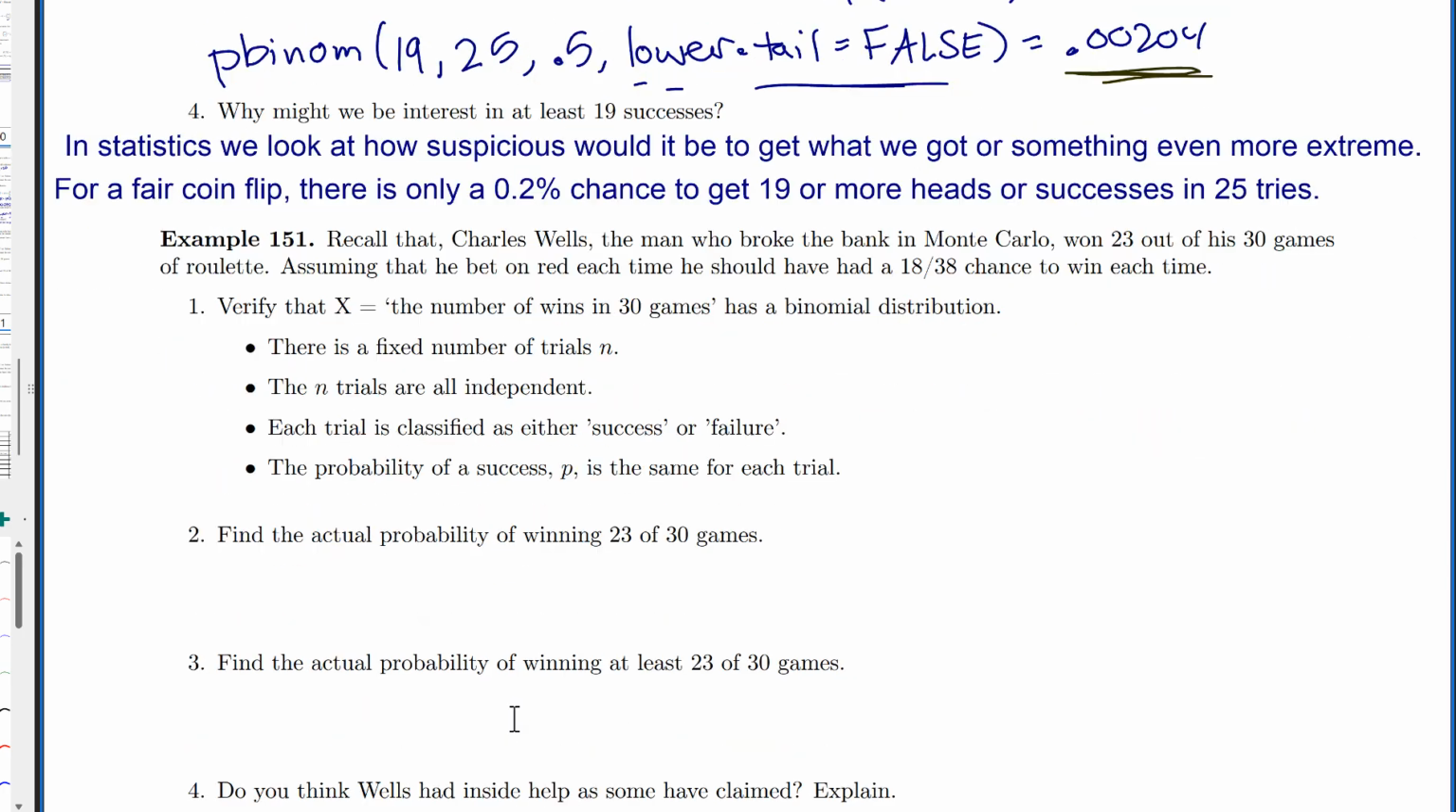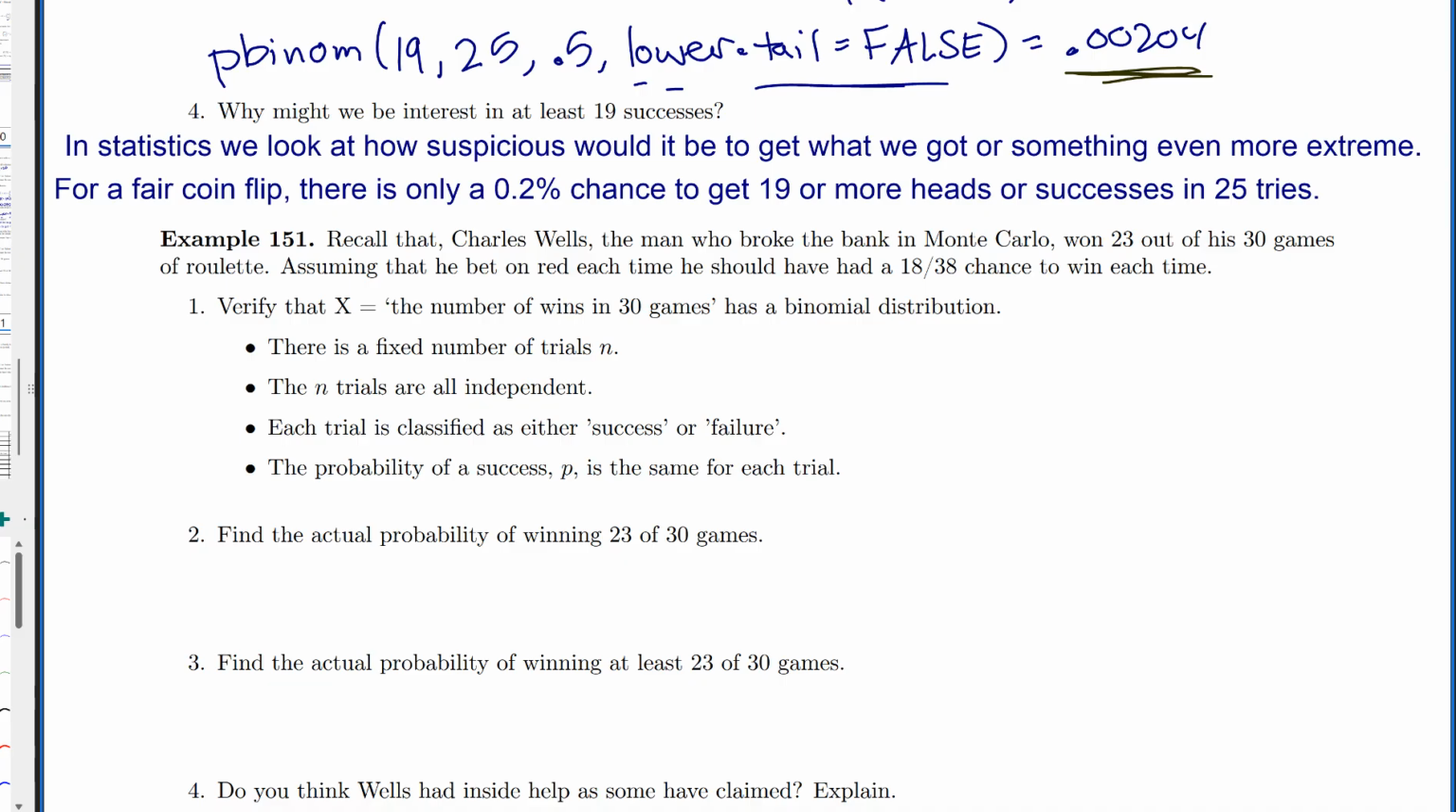So let's look at our next example. Let's recall that Charles Wells, the man who broke the bank for the Monte Carlo game, won 23 out of his 30 games of roulette. Now, assuming that he bet on red each time, he should have had an 18 out of 38 chance to win each time. So let's verify that X, which is the number of wins in 30 games, is a binomial distribution.